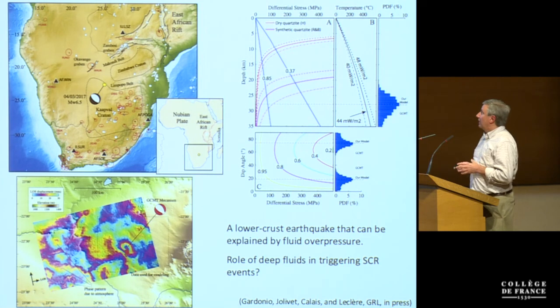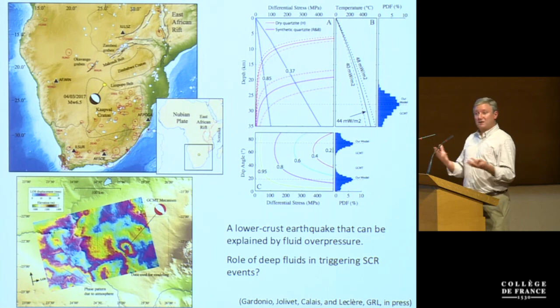So this is, and we know that in this region, the Moho is at 35 kilometers. So the earthquake occurred within the lower crust, and the question we were asking is, how come an earthquake occurs in the lower crust where the rocks are supposed to flow, or are they supposed to flow?